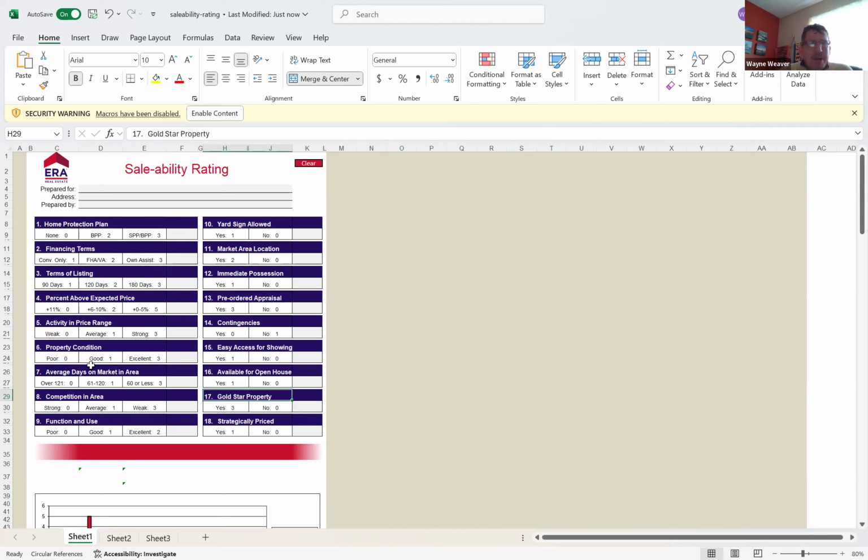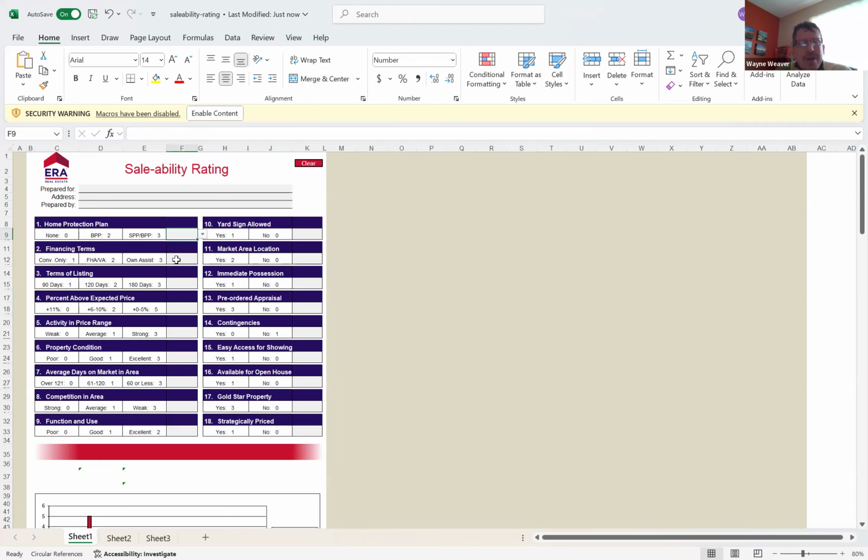So price is part of it, but there's also a yard sign, and are you going to allow contingencies? So is it easy to show? I'm going to just throw some numbers in here, and then in the end we'll look at a number, and then the idea is to go back and see if there's anything you can do in this list to make it more saleable.